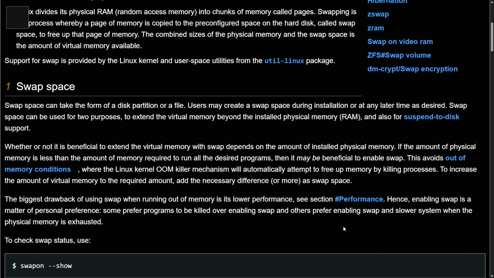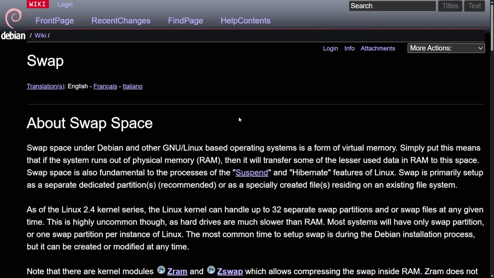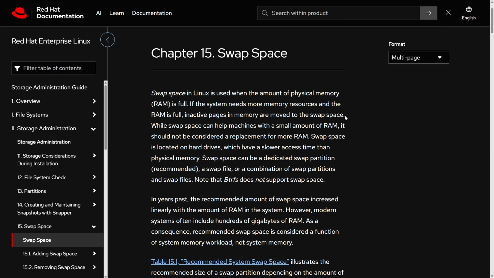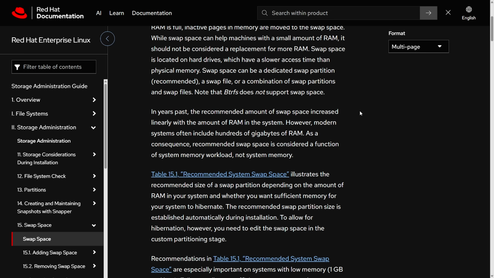It's an exciting day. A lot of different distributions try and explain what exactly swap space is and how important it is for your system. We got explanations on the Debian Wiki, but my personal favorite, and one that I'm going to post in the description below, is from RHEL, or Red Hat Enterprise Linux. Chapter 15, called Swap Space, which is under their storage administration guide, is a fantastic breakdown of what swap space is. Perhaps one of the best breakdowns, but it answers even more questions.